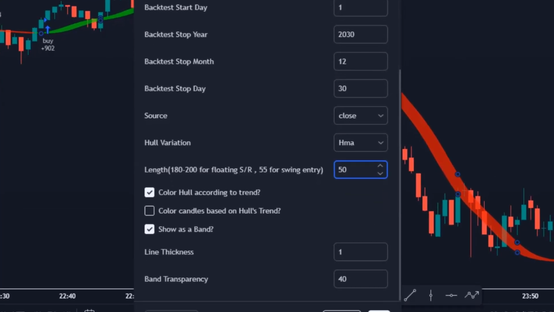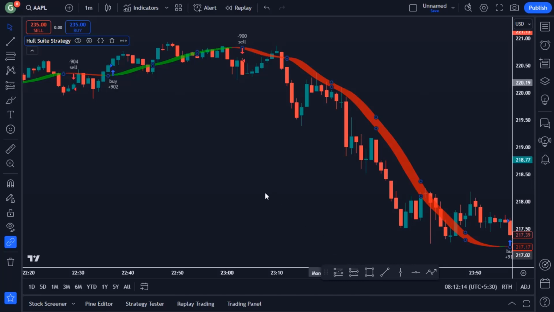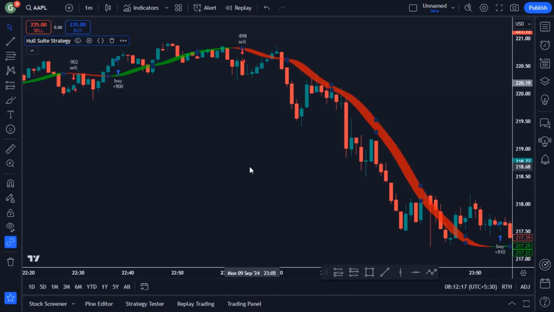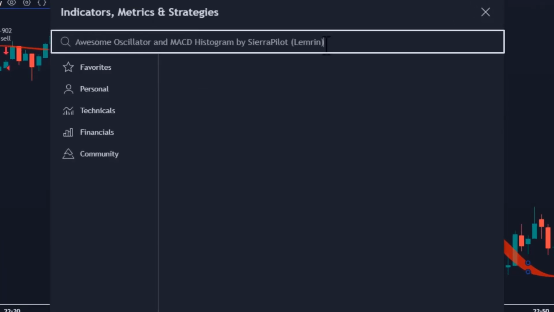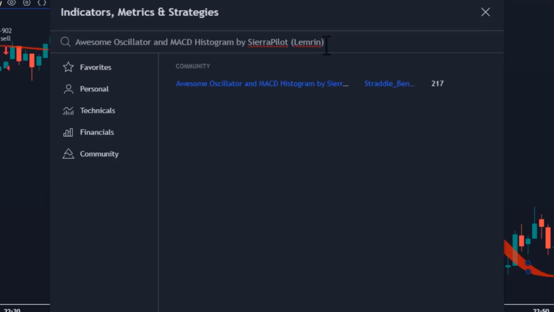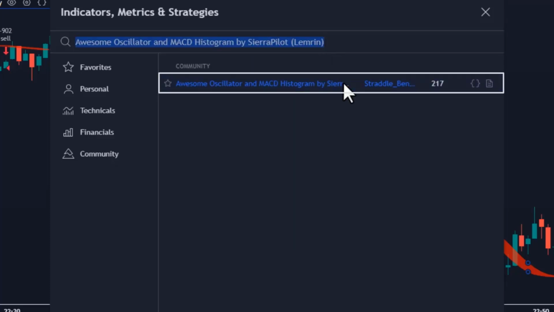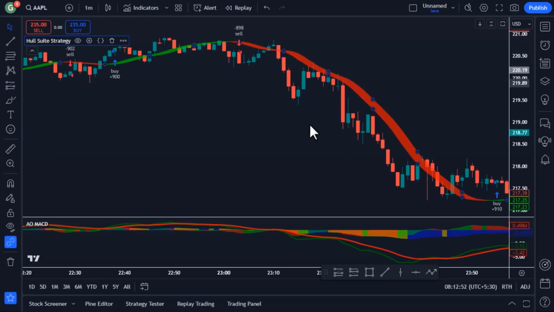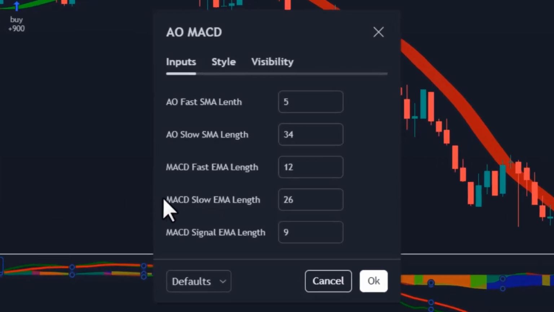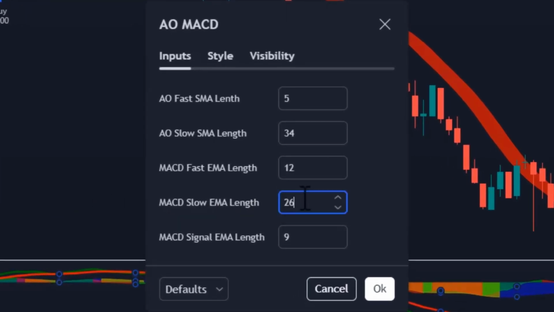After that, we have to apply another indicator on the chart. We will search Awesome Oscillator and MACD histogram in the search box of TradingView. After that, we have to click on the Awesome Oscillator and MACD histogram option, in which we have to change some settings. In the Input tab, we have to change this MACD slow EMA length option from 26 to 27. We have to change this MACD signal EMA length option from 9 to 21.